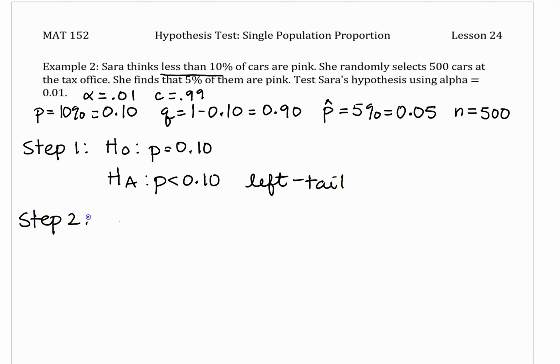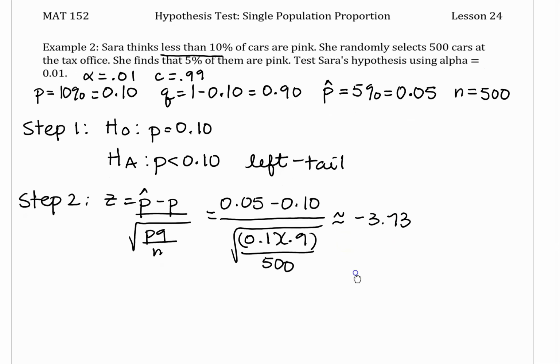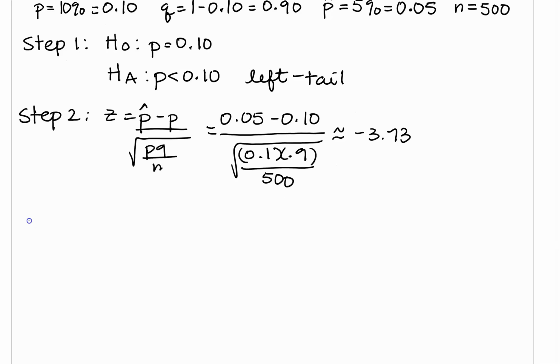In step 2, our test statistic, using the formula that z is equal to p hat minus p, all divided by the square root of p times q divided by n, plug in 0.05 minus 0.1 multiplied by 0.9, all divided by 500. We will round this to 2 decimal places to get a negative 3.73 as our test statistic.